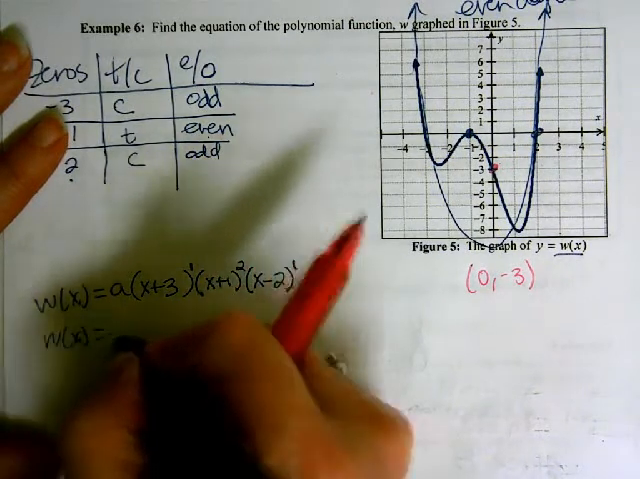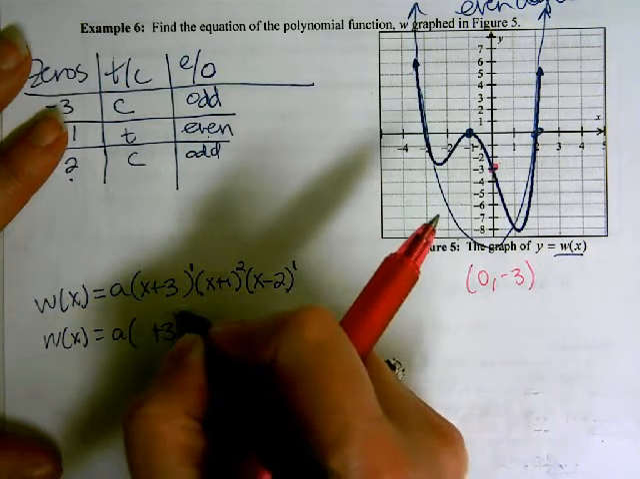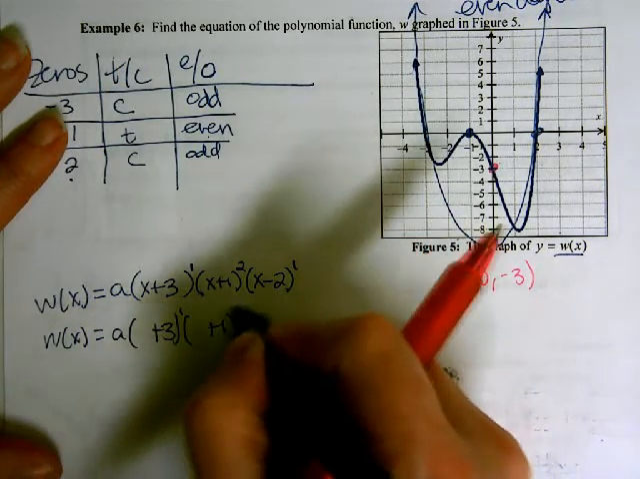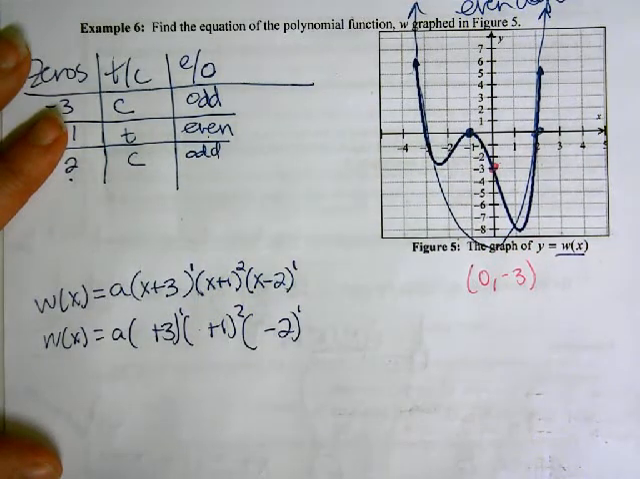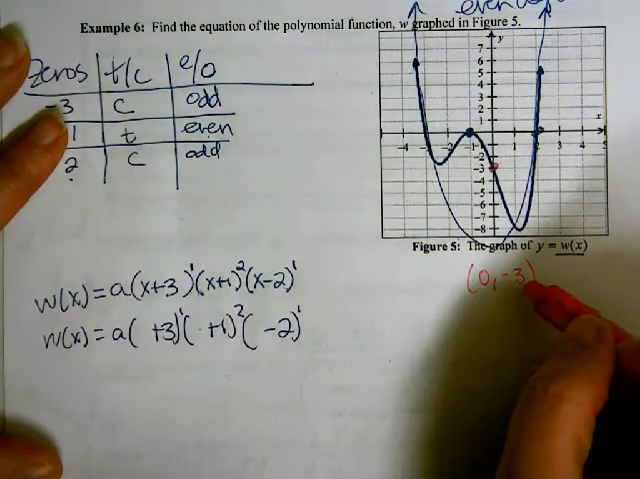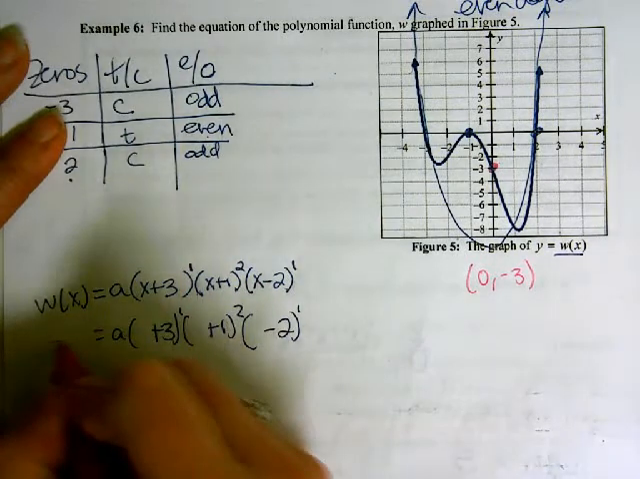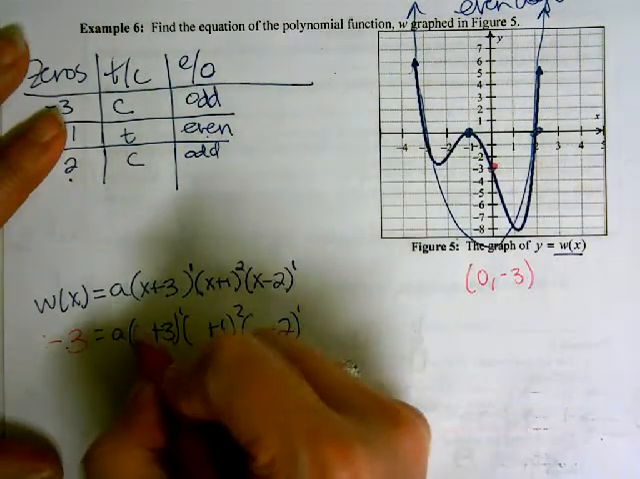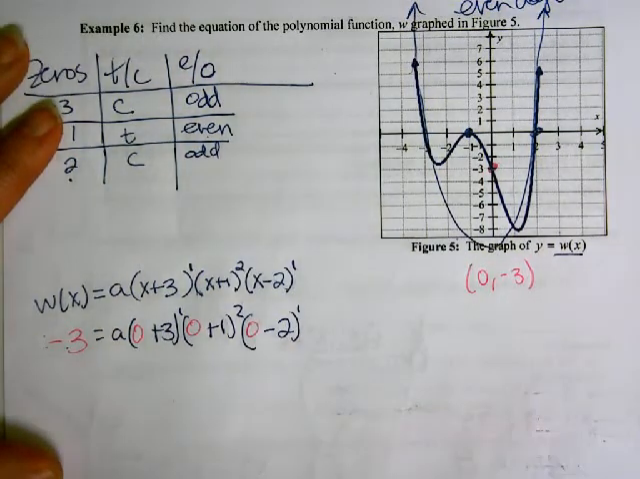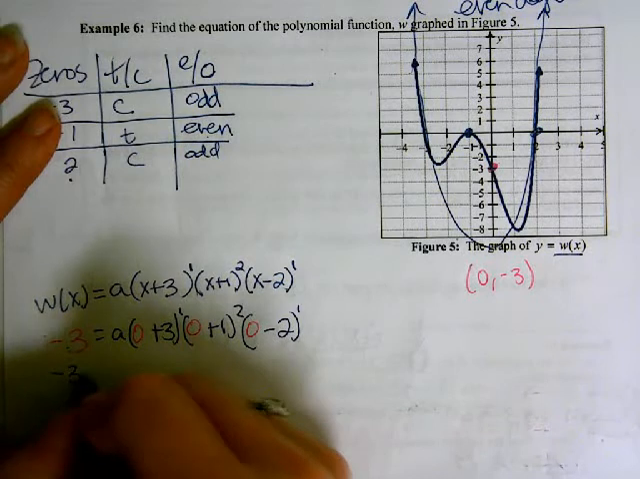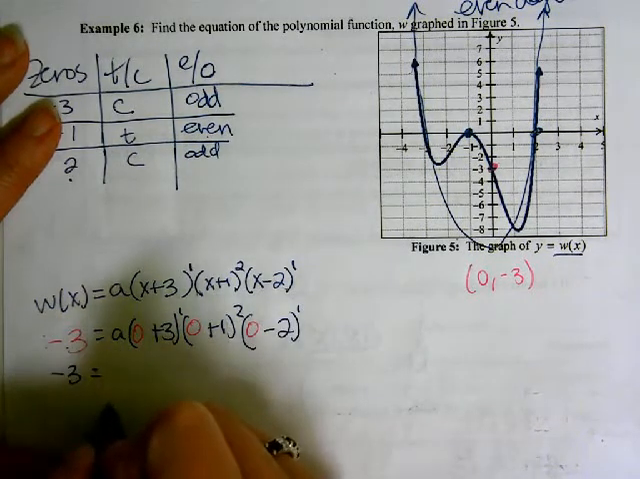You've got w of x equals some a, and then x plus 3 to the 1, x plus 1 squared, and x minus 2 to the 1. Instead of writing w of x, put the y value in there. In this case, it's -3. And all these x's that are associated with a y value of -3 have to be 0. When you do that, you get -3 equals, and by the way, you don't have any x's and y's anymore. All you're looking for is a.